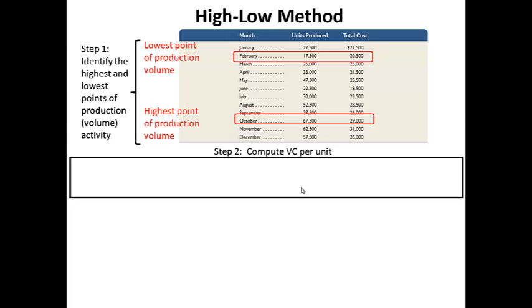Okay, step number 2, again, compute variable cost. VC stands for variable cost. Compute variable cost per unit. Okay, the first thing we notice right away is that in terms of total cost, at our highest volume level, our total cost, again within that circled area in October, is $29,000.